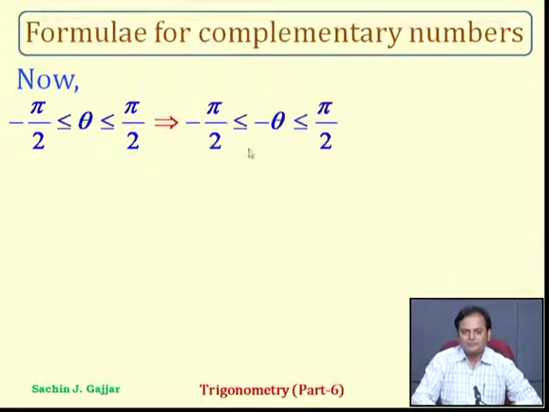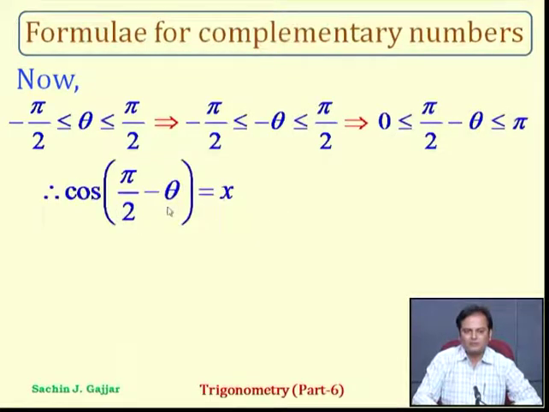Now add pi by 2 in these 3 parts. So we have pi by 2 minus pi by 2 is 0. Then in the middle part pi by 2 minus theta. And here pi by 2 plus pi by 2 is pi. Okay. So pi by 2 minus theta lies between 0 to pi. So cos pi by 2 minus theta equal to x implies pi by 2 minus theta equal to cos inverse x.